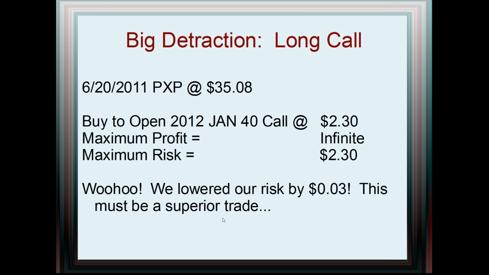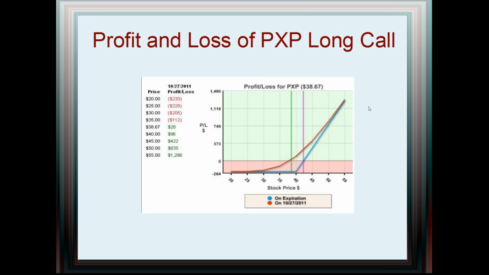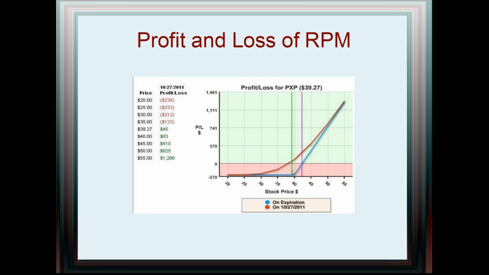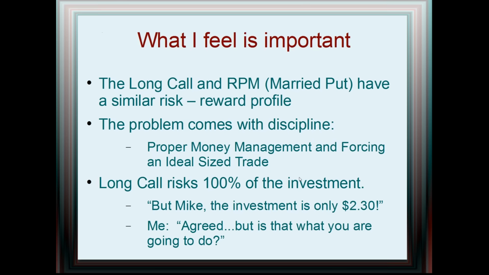So why are we not advocating just buying calls instead of entering the radioactive trade and using less capital? Well, number one, here's a profit and loss chart of our radioactive trade. You've seen that 3 or 4 times. And here's the profit and loss chart of the long call. It's not a copy and paste. The prices were different when I took these screenshots, but we have the same, very similar risk-reward profile. Once again, RPM, and once again, there's a profit and loss of a long call.